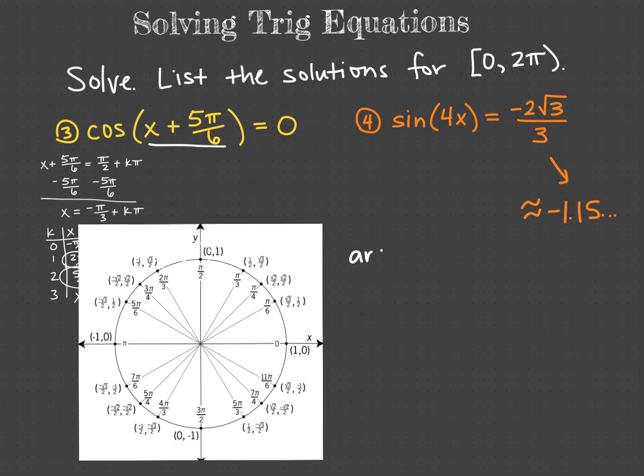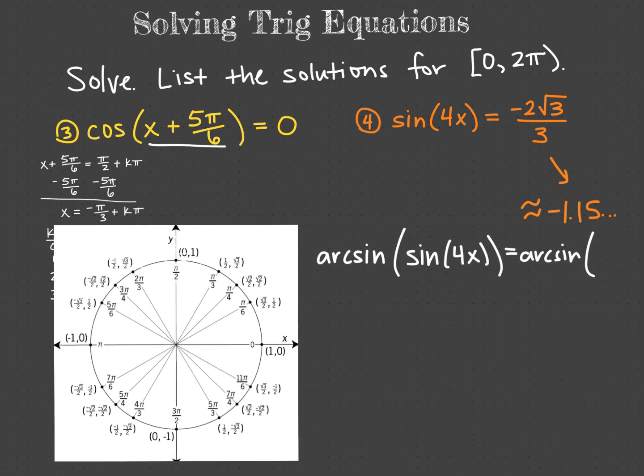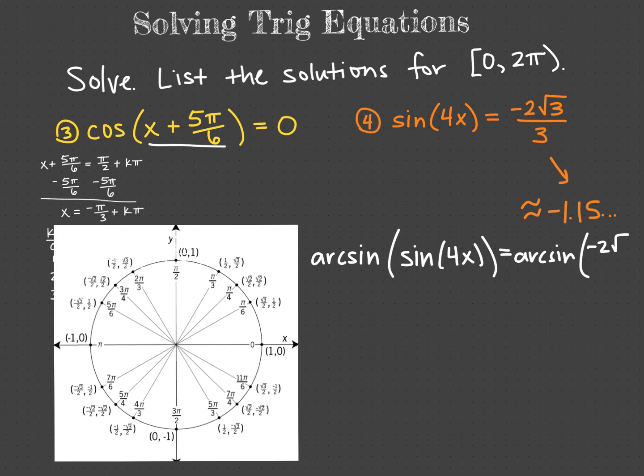So if we take the arc sine of the sine of 4x, and then we take the arc sine of this value here, negative 2 root 3 over 3. We can do that because we're doing the same thing to both sides. And sine and arcsine do undo each other. They are inverse operations of one another. So the left-hand side of this simply becomes 4x. This is an alternate way to solve.